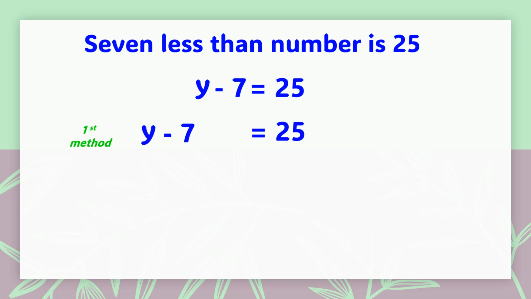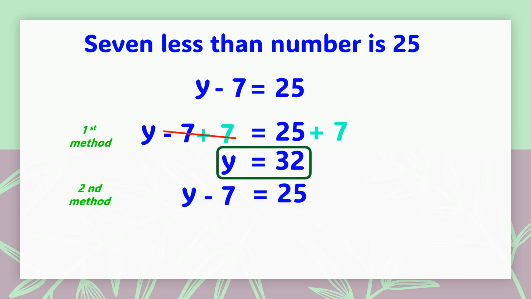First method: y minus 7. Here minus 7 is the constant. We have to remove it. For that we have to apply the opposite sign, that is plus 7, and plus 7 has to be written on the right hand side also. Then minus 7 and plus 7 get cancelled. Y is equal to 25 plus 7 is 32. Y is equal to 32.